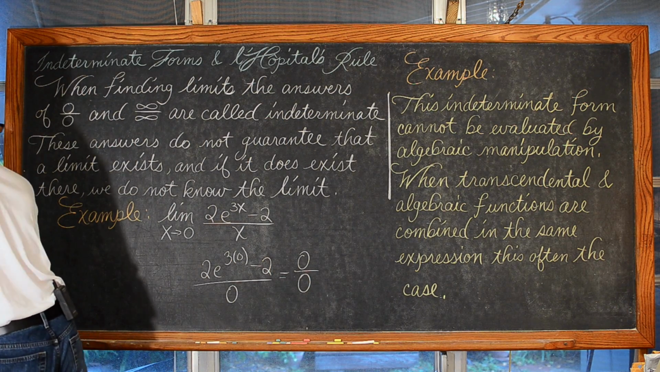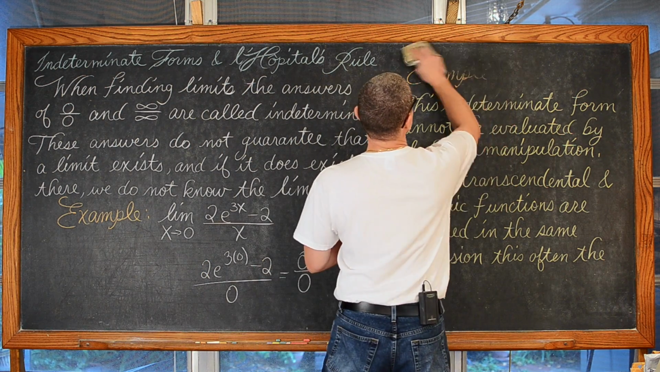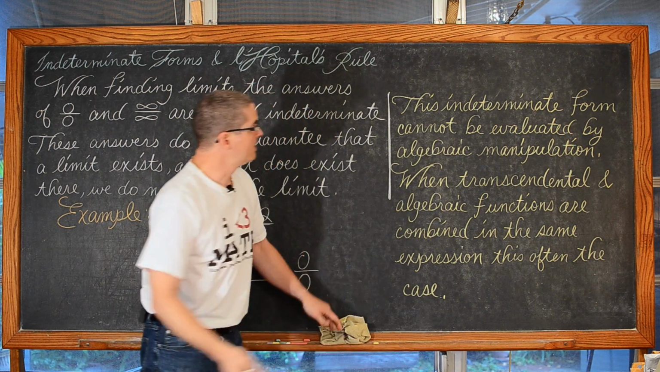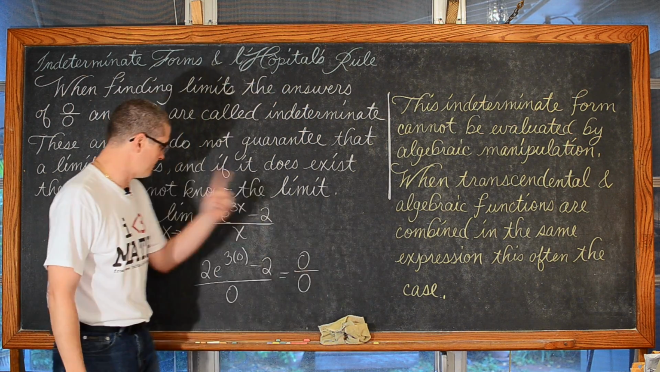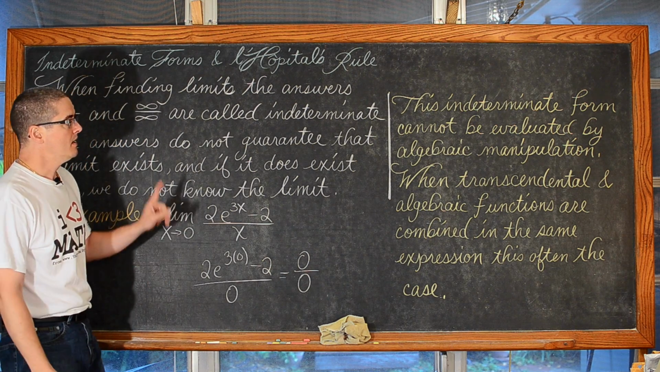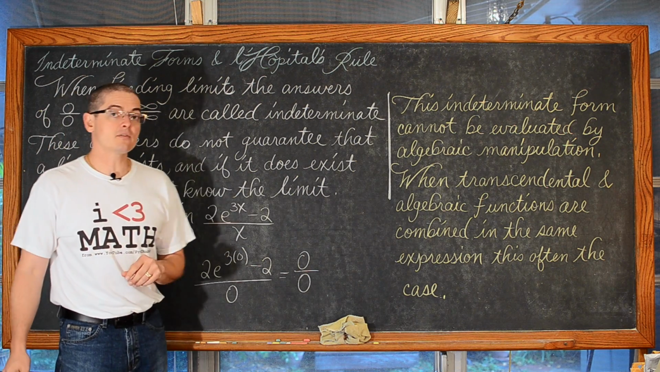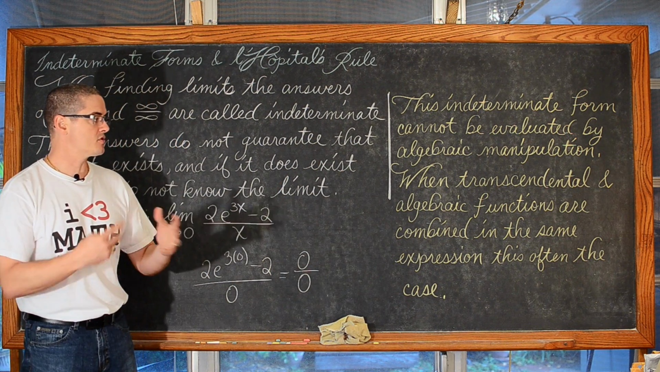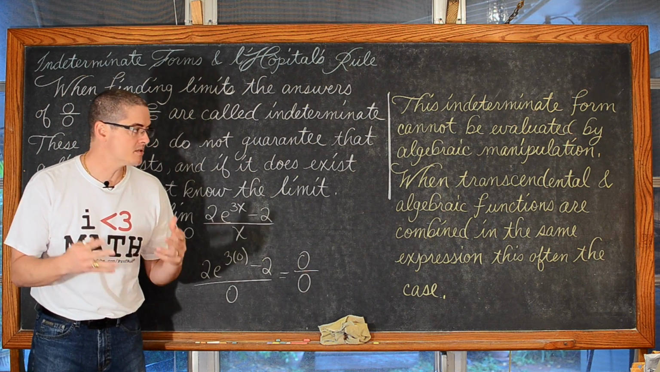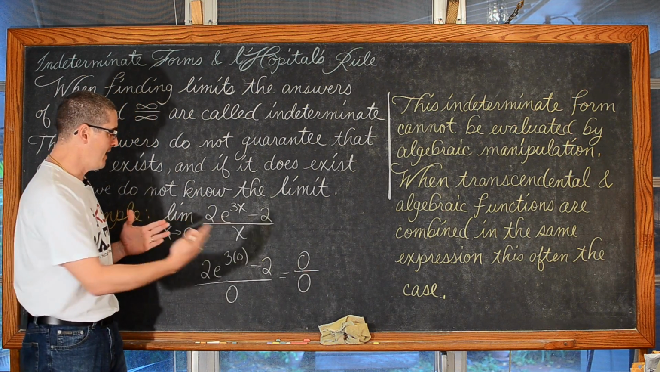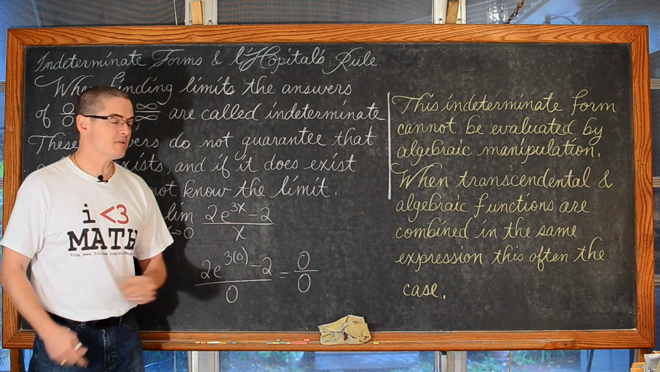My high-tech picture-in-picture. We don't have an example anymore, and this is just going to summarize what I said in written words. The indeterminate form cannot be evaluated by algebraic manipulation for this example. When transcendental functions, an example of that would be e to the 3x, and algebraic functions are combined in the same expression, this often is the case where I can't manipulate this out of, algebraically anyway, this indeterminate form.